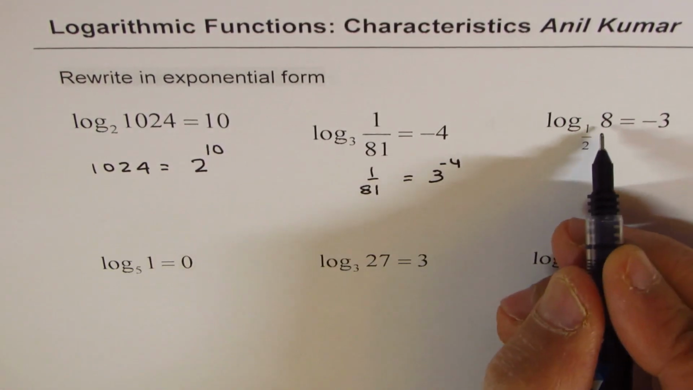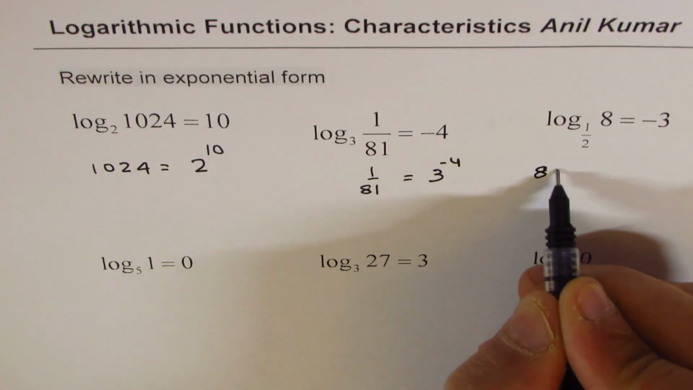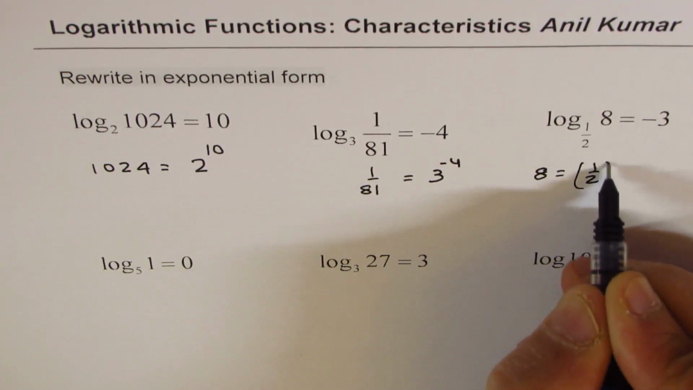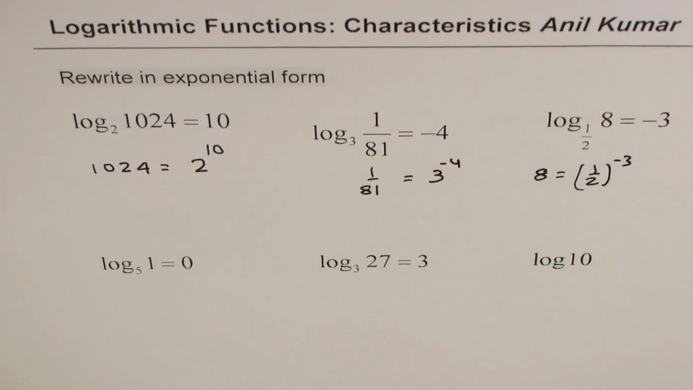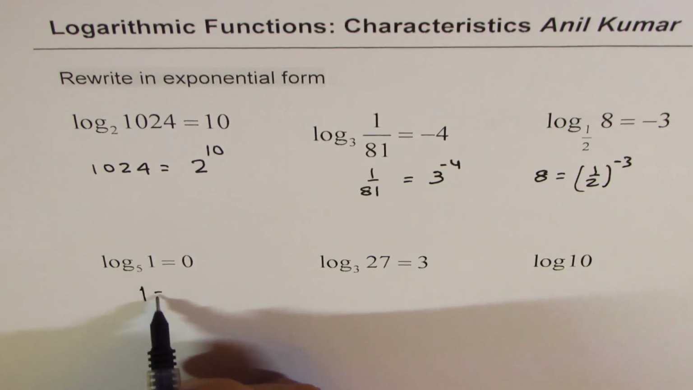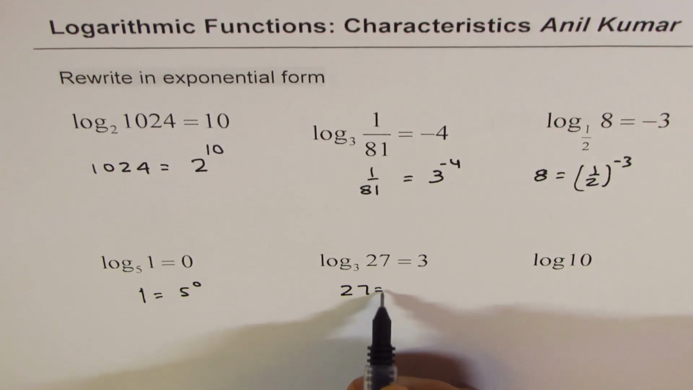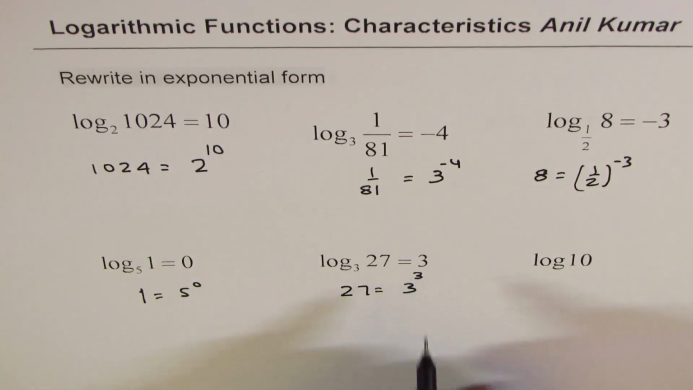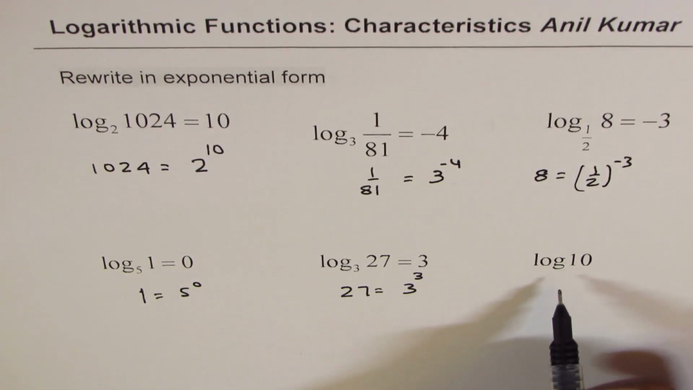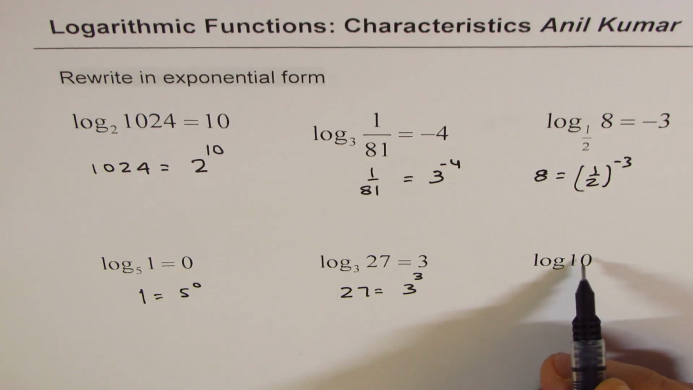Here we'll retain 8, whatever the x value is, and half to the power of minus 3 gives you the exponential form of the given logarithmic equation. It is as simple as that. So 1 equals to 5 to the power of 0, and in this case 27 equals to 3 to the power of 3, and in this case log to the base 10 is 10.